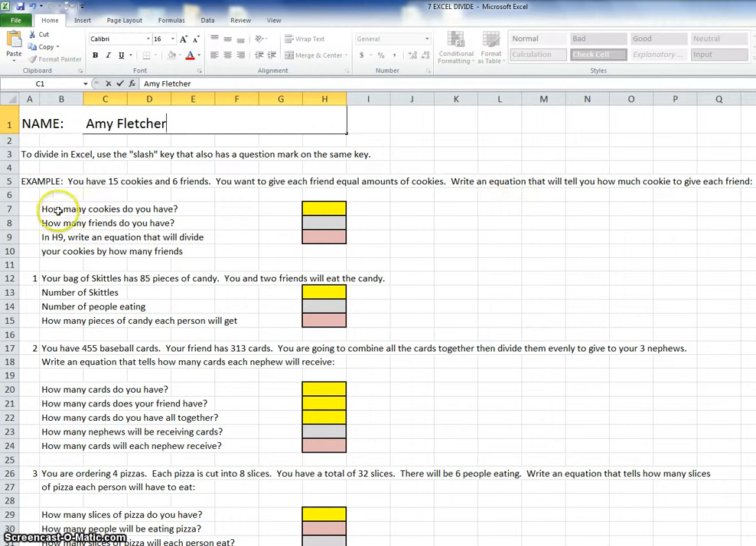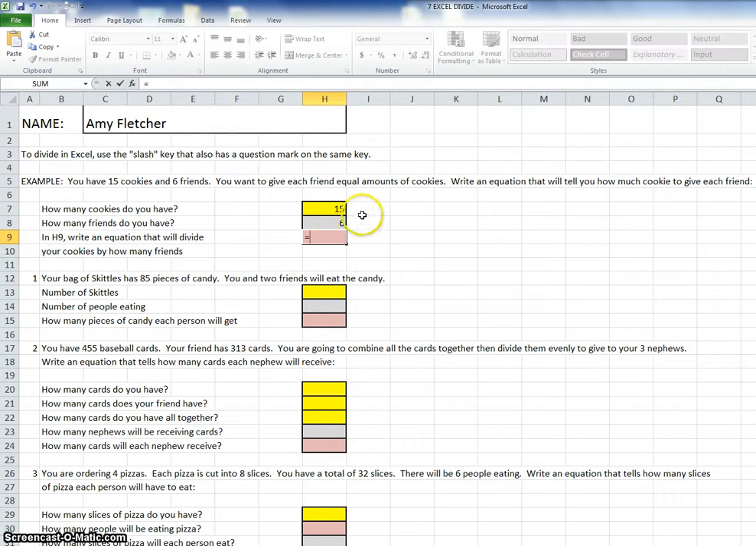Okay, so what you're going to do is, how many cookies do you have? Well, go read your question there again. 15. And how many friends do you have? Read it again if you're not sure. Okay. Then in H9, write an equation that will divide your cookies by how many friends. So obviously it's an equation, so we're starting with equals. Put an equal sign up there.